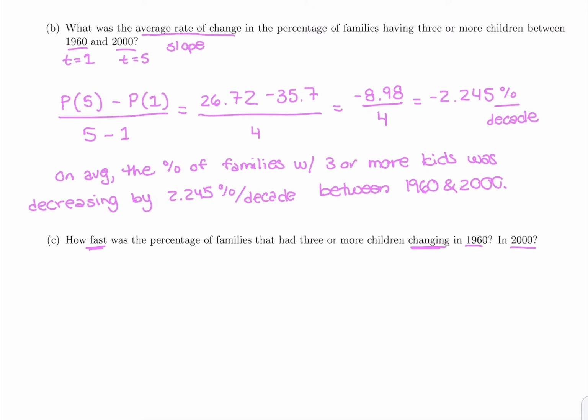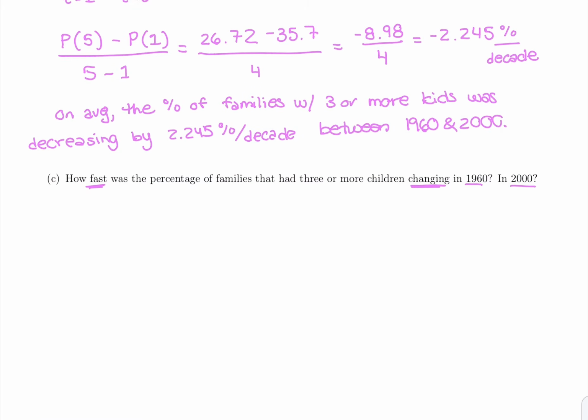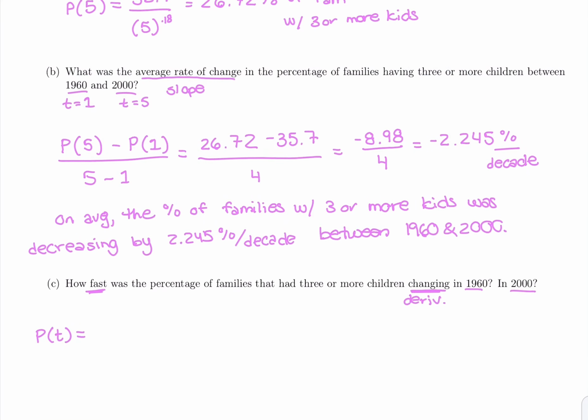Well, it doesn't say on average. It just asks about the change in 1960 compared to the change in 2000. So really, if we don't see the word average, we're not going to use that slope formula again. We're going to use the derivative when we are asked about change and it's not average change. So I need to take the derivative of that function from above.